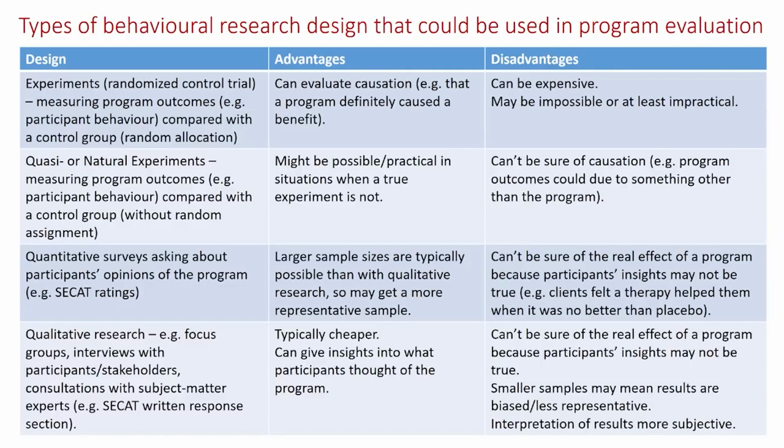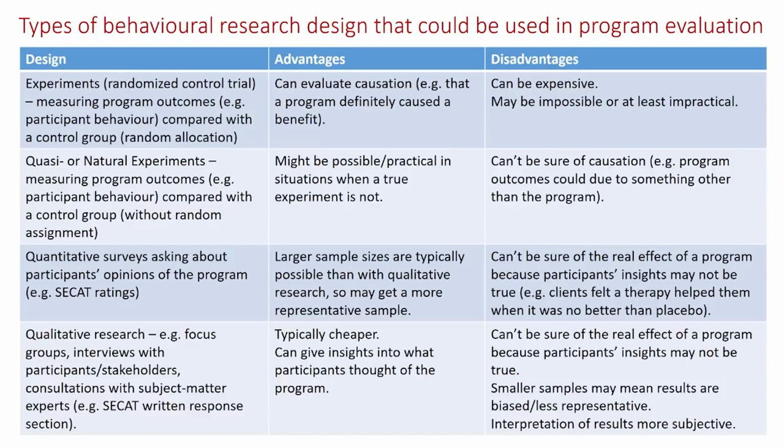So I'm going to talk about 4 different types of research design that are commonly used in this sort of evaluation. First is using experiments or randomized controlled trials to measure program outcomes. What I'm usually referring to here is participant behavior. For example, you do some therapy on some patients, on some clients, and then you evaluate whether their behavior improves in the direction you want it to following that sort of intervention.